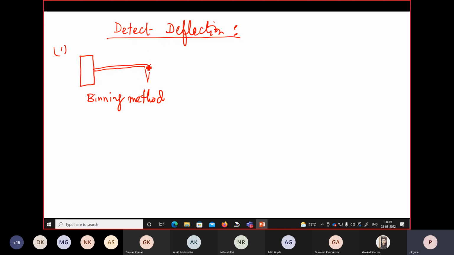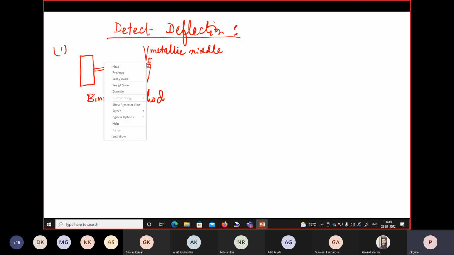So what he did: this is my cantilever probe of the AFM. He put another probe here, a metallic needle, so that he can measure the tunnel current between the probe and this needle. You remember in the STM we measured tunnel current.